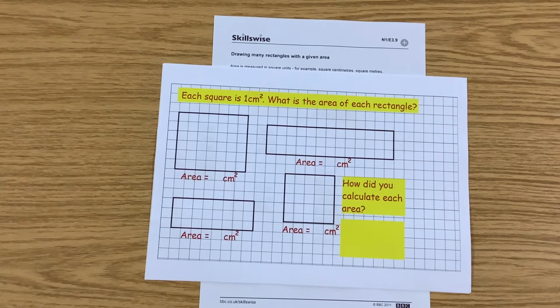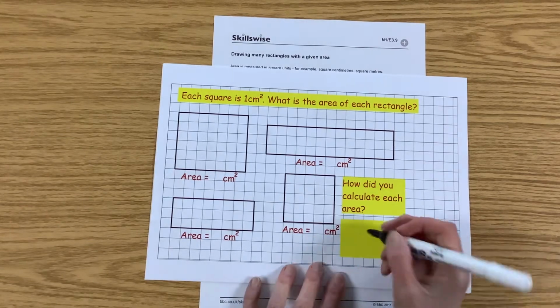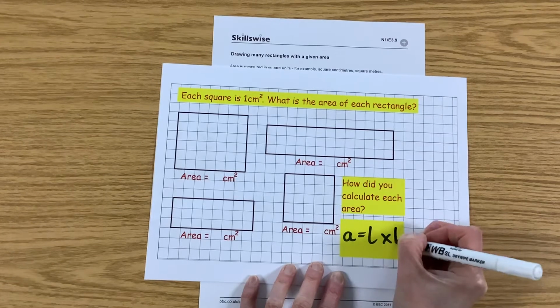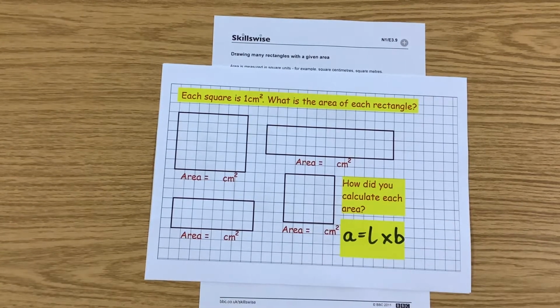So as we learnt yesterday, the easiest way to find the area of our rectangle is to multiply the length times the breadth. That's how we can calculate the area. So if I look at one of these squares or rectangles and I want to calculate its area, the easiest thing for me to do is look at the length and the breadth.